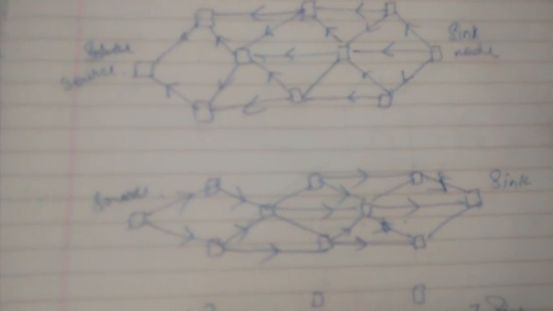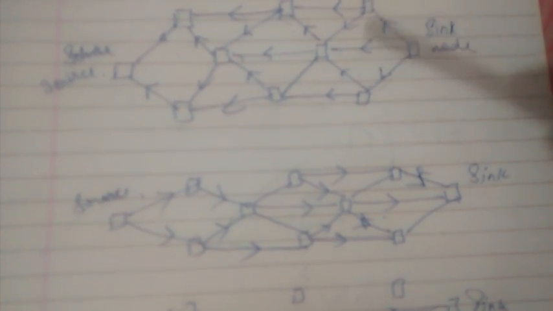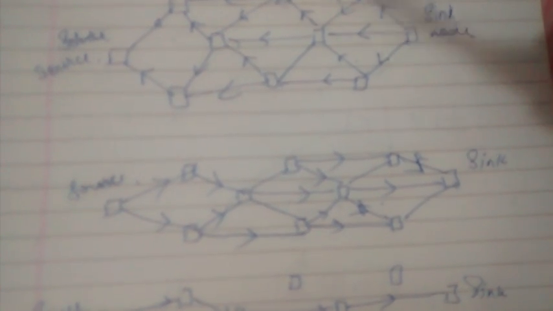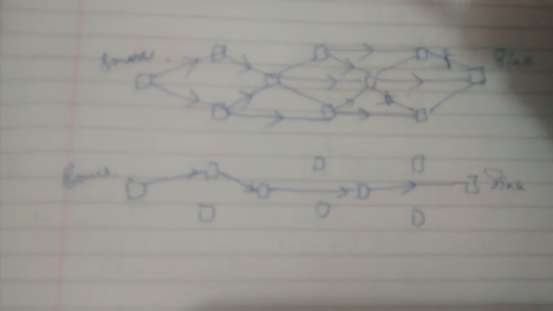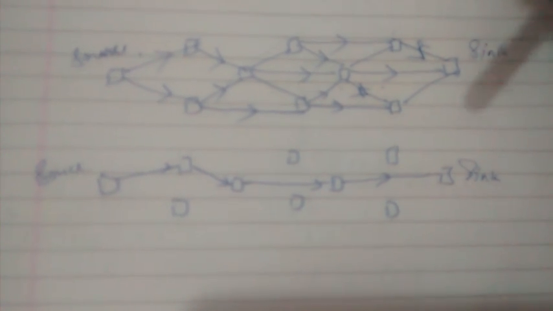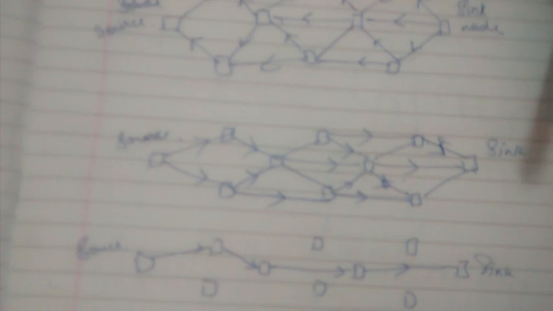So after that, the sink node and the source node come to know that there is a path which is a minimum path. So what it does, the source node then sends the data through that minimum path, and finally the data reaches the sink. So this is what is a directed diffusion.